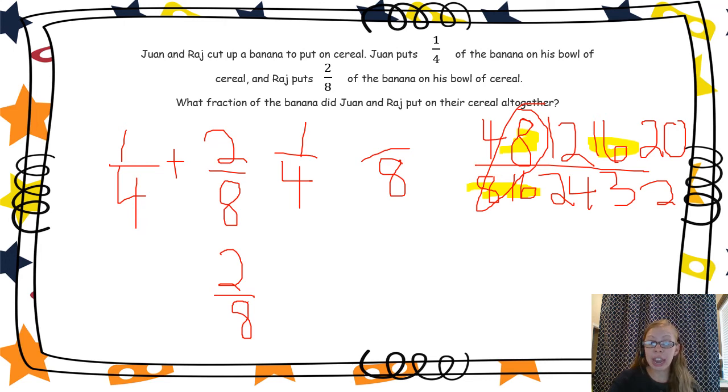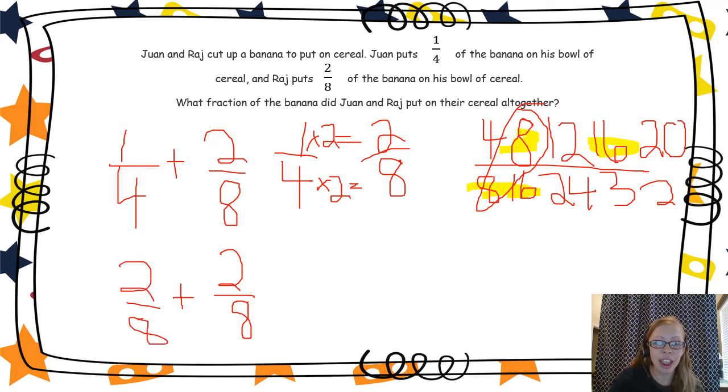So in order to change a fraction, make it equivalent with a new denominator, I think, how did I turn my denominator of 4 into a denominator of 8? Well, 4 times 2 equals 8. So because I multiply times 2 in my denominator, I'm also going to multiply my numerator times 2 to keep things equal, equivalent. So 1 times 2 equals 2. Now I have 2/8 as my new fraction, which is the same amount as 1/4, but I've written it with a denominator of 8 so that I'm able to add these two fractions together and figure out how much of a banana was put on the cereal.